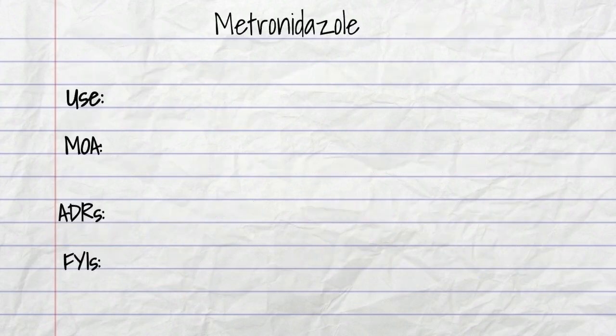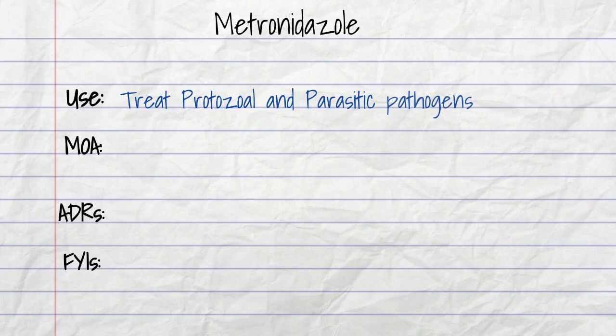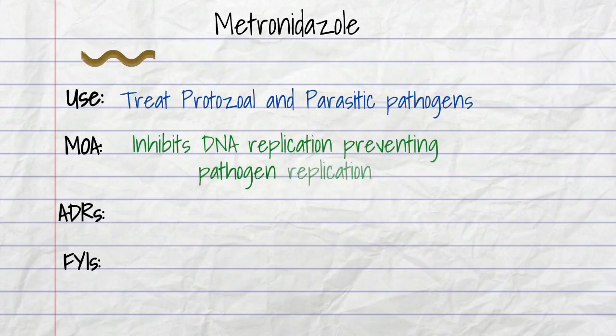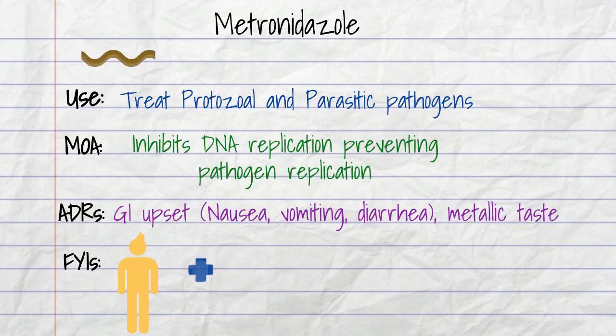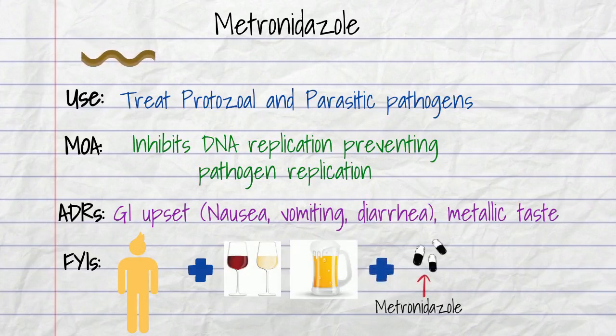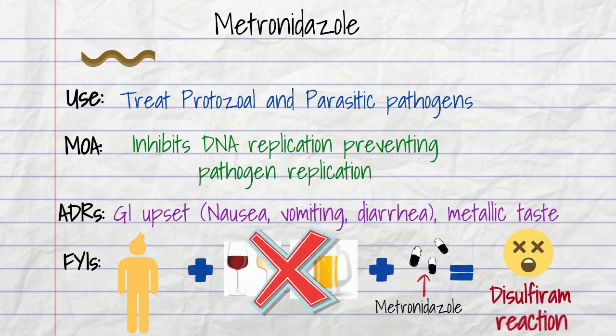Next, metronidazole, an antiprotozoal antibiotic that works by preventing DNA replication, thereby decreasing replication of pathogens. Hallmark adverse effects include GI upset or metallic taste. If alcohol is consumed while taking metronidazole, a disulfiram reaction can occur, therefore alcohol should be avoided.